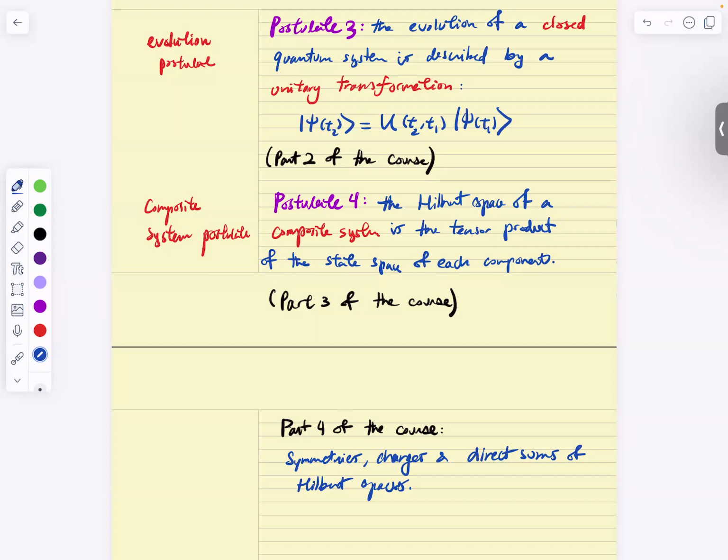Right? p in the momentum eigenbasis is just multiplication by p. x in the momentum eigenbasis is actually i ħ derivative with respect to p.